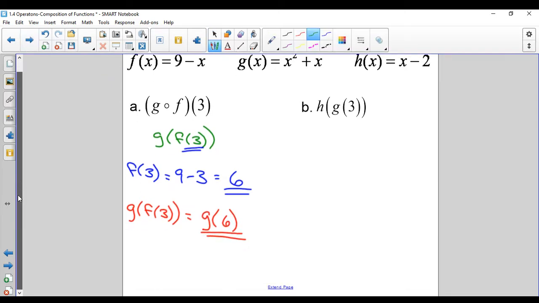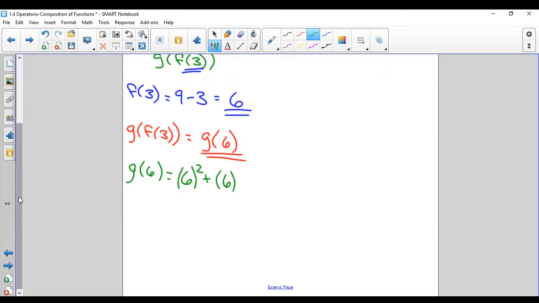G of 6, same deal. Just take that 6, plug it in to the function you need to in for x, and take it from there. We get 36 plus 6, which is 42. That's your final answer.